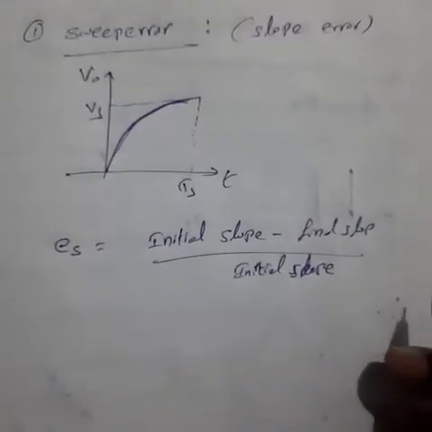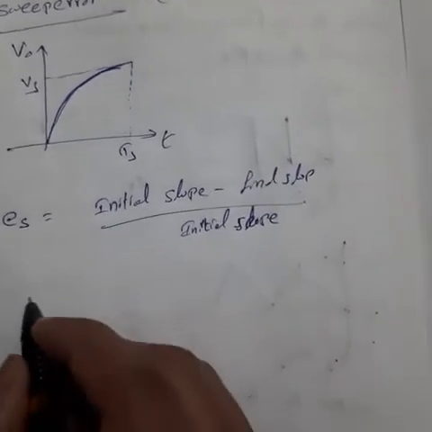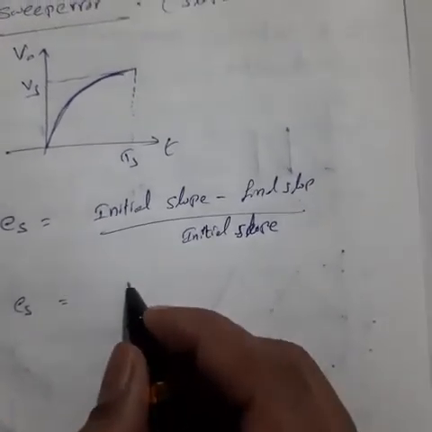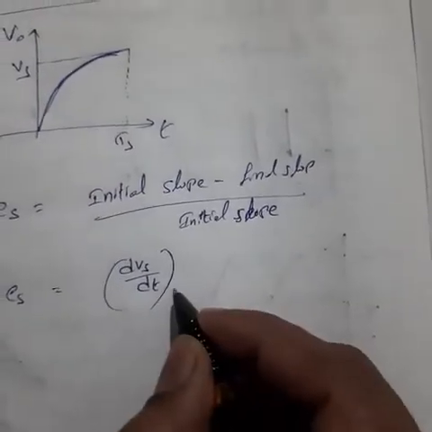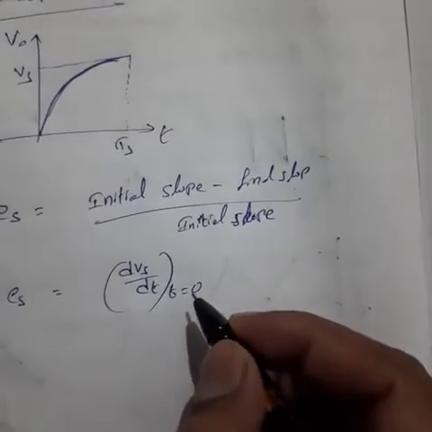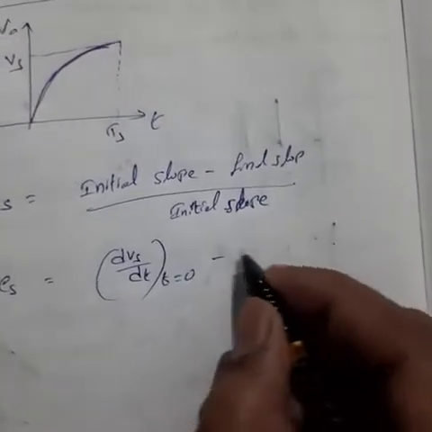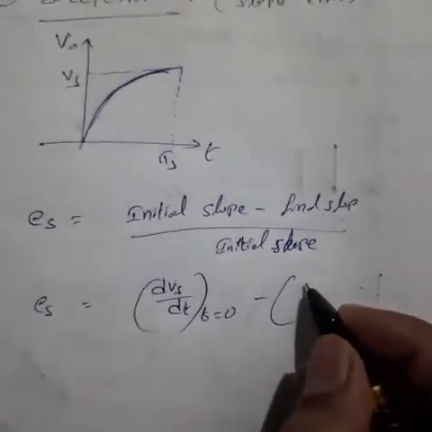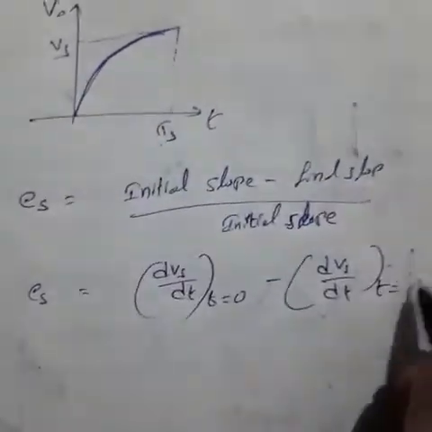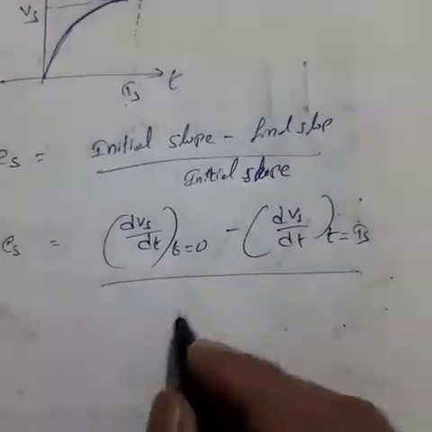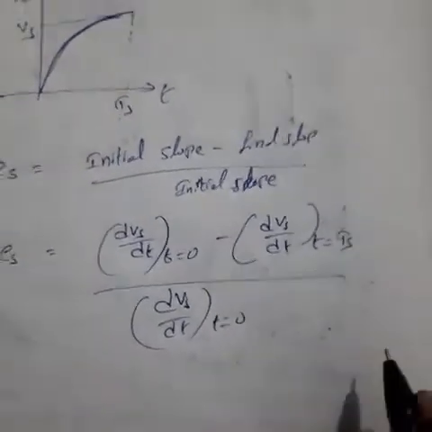Okay, this is the slope error formula. Es equals initial slope minus final slope by initial slope. Initial slope means Es equals slope, so how can we define slope? dVs by dt. Initial means at t equal to 0. This is a Vs waveform, so dVs by dt at t equal to 0, minus final slope. This is also dVs by dt at t equal to the final time ts, divided by the initial slope dVs by dt at t equal to 0.